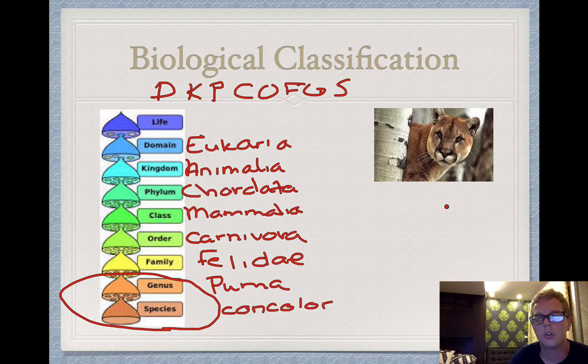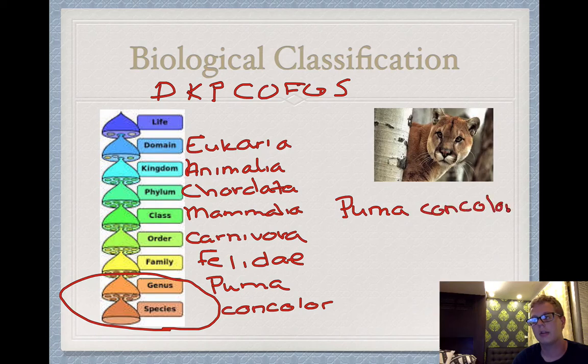Alright, so the proper name for mountain lion out of all this is going to be Puma concolor. And this is so that scientists around the world can properly identify the same organism. So it's also sometimes shown as P. concolor also. All right, and that's proper too. Usually this is in italics.